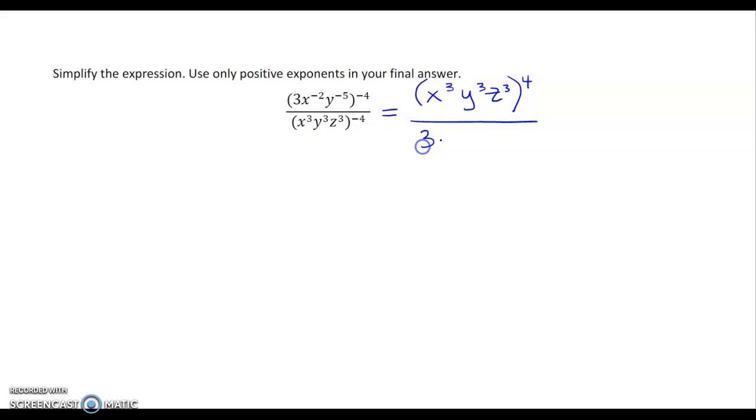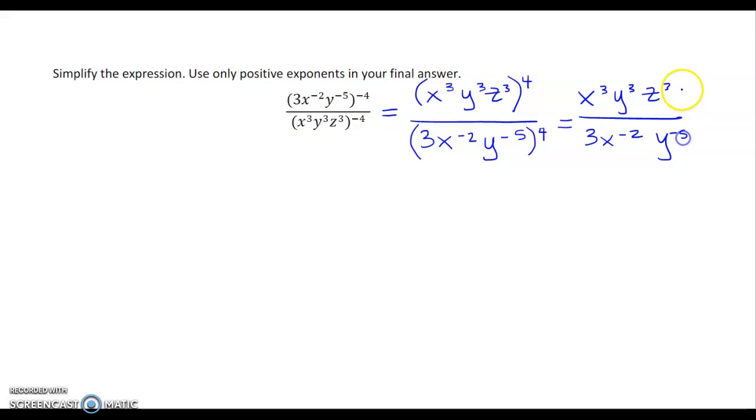Now we'll have 3x still to the negative 2 because we need to keep it exactly the same inside, y to the negative 5, and now this will all be to the positive 4. Okay? Now, we could distribute the 4 in, but because it's the 4 on both, I'm actually going to put these together. So we have x cubed, y cubed, z cubed over 3x to the negative 2, y to the negative 5th, and we're going to make this all to the 4th power.